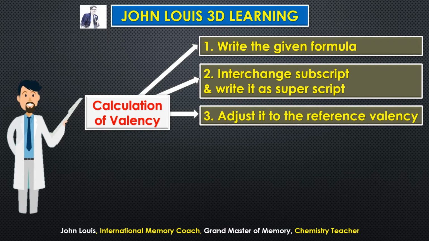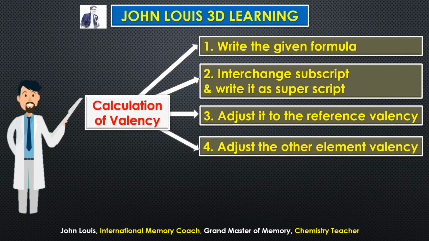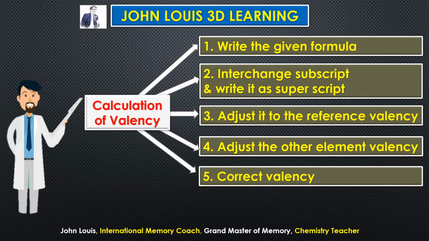Next, adjust it to the reference valency. We know the reference valencies of hydrogen, chlorine and oxygen. We need to adjust whatever number we have found to that reference valency, and then adjust the valency of the other elements. Then that will be the correct valency of that element. Let's see some examples, so that it becomes very clear rather than memorizing the rules. Let us take some examples and work out the steps. These rules will become very clear to us.